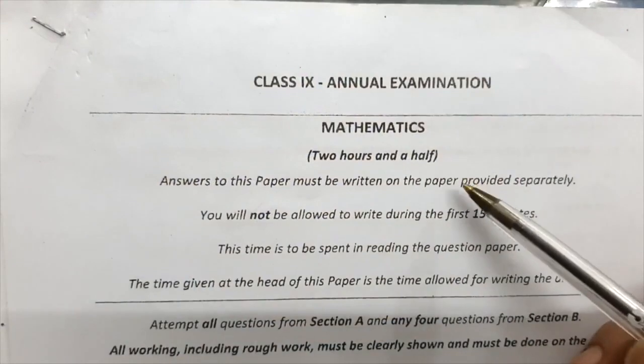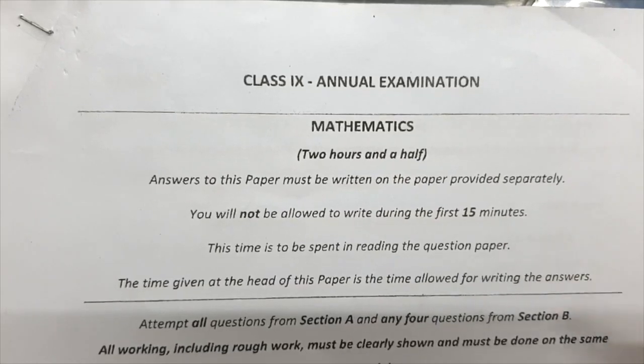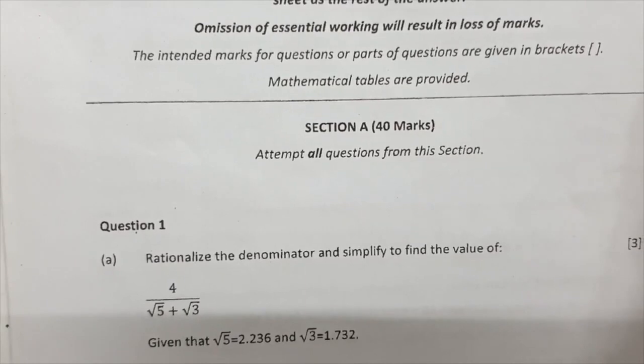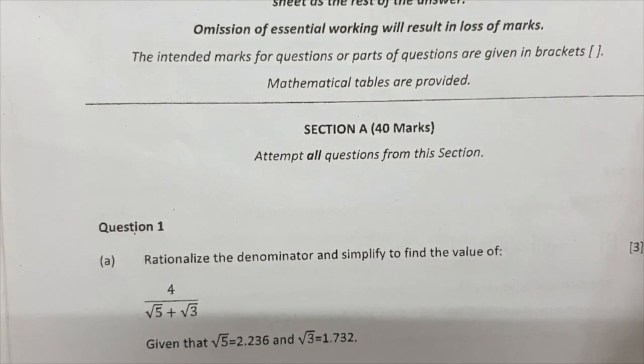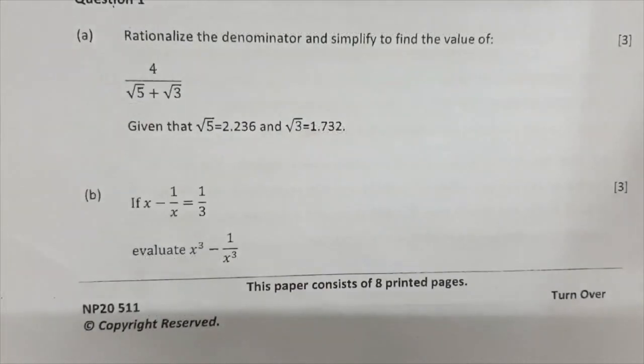The paper is for 2.5 hours, with the first 15 minutes given to you to read thoroughly. And then we have two sections. We have section A, which is 40 marks. Section A has 4 questions, each 10 marks. So question 1 to question 4 will be of 10 marks each. Mostly the marking scheme is 3, 3 and 4 marks.